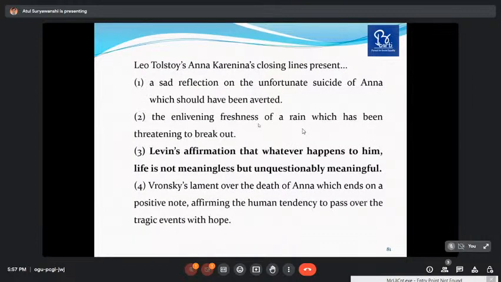Leo Tolstoy's Anna Karenina's closing lines present a sad reflection. Is it the Evelyn freshness? The third option is the correct one. Levin's affirmation that whatever happens to him, life is not meaningless but unquestionably meaningful. So life is meaningful, as presented in Leo Tolstoy's Anna Karenina.